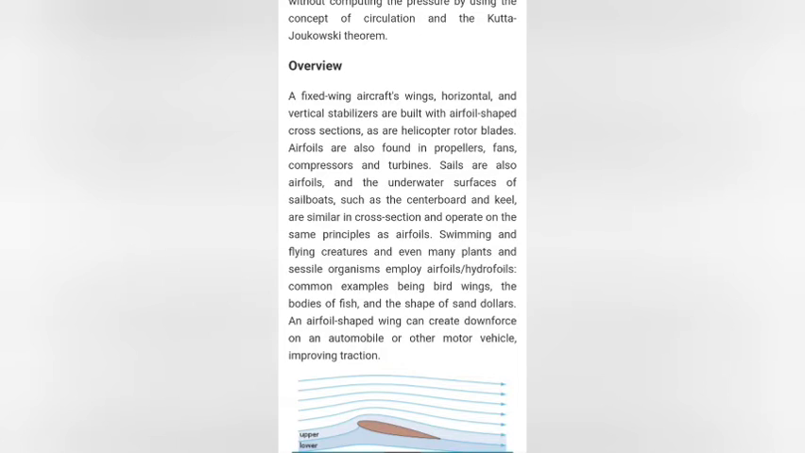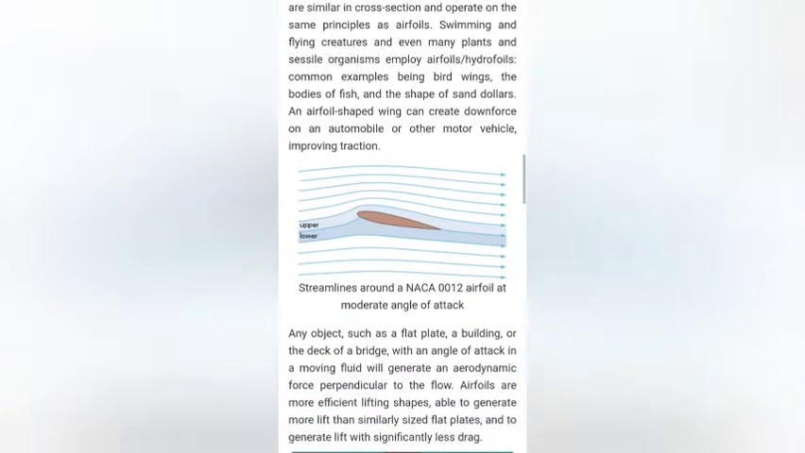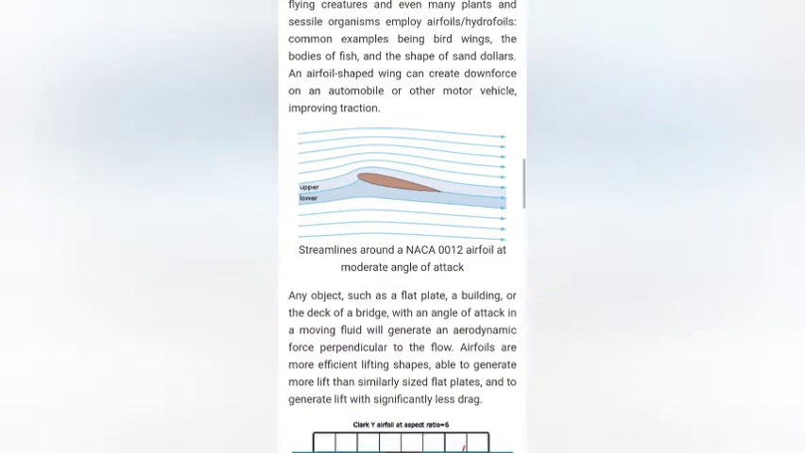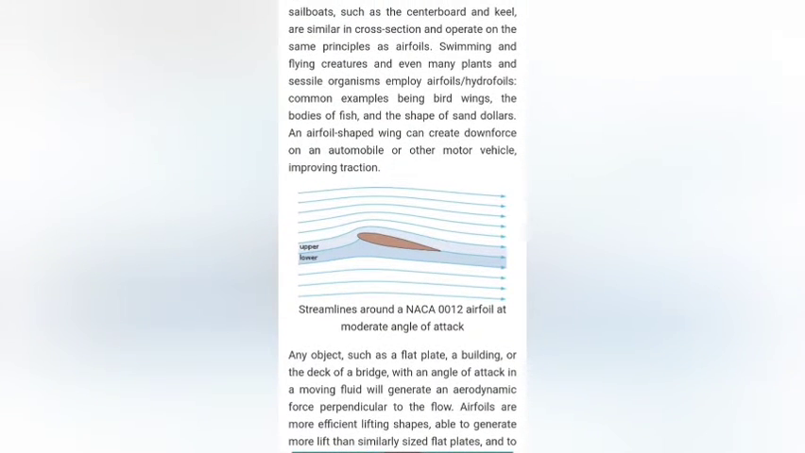An airfoil-shaped wing can create downforce on an automobile or other motor vehicle, improving traction. Streamline diagram is shown here: streamlines around a NACA 0012 airfoil at moderate angle of attack.